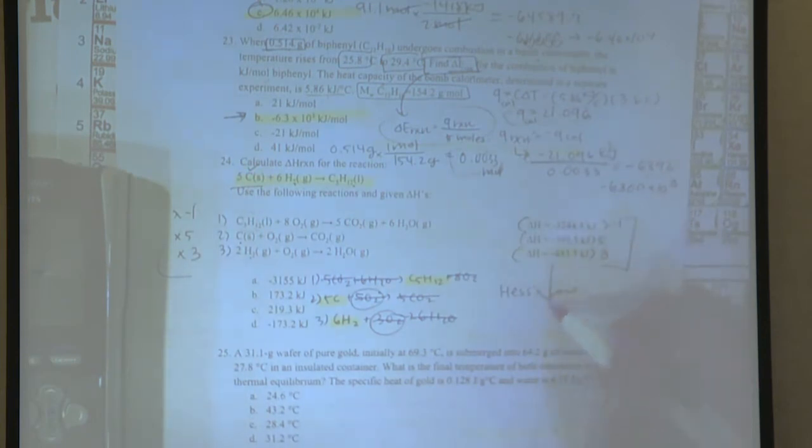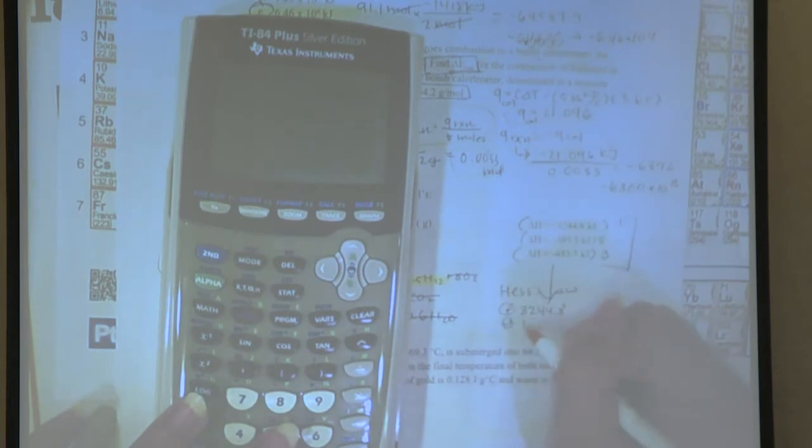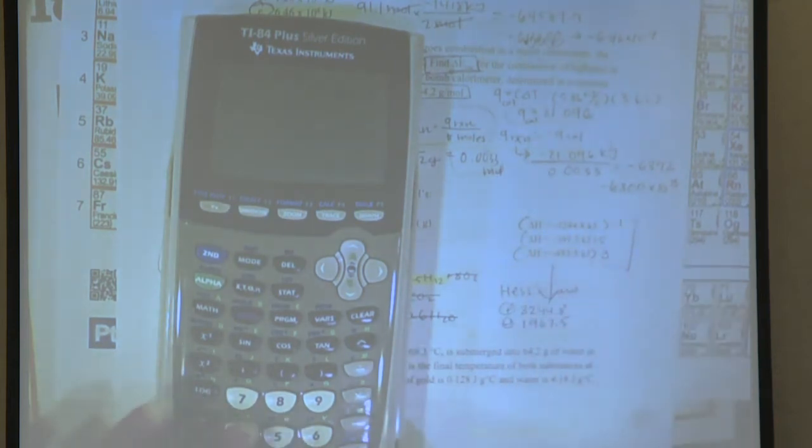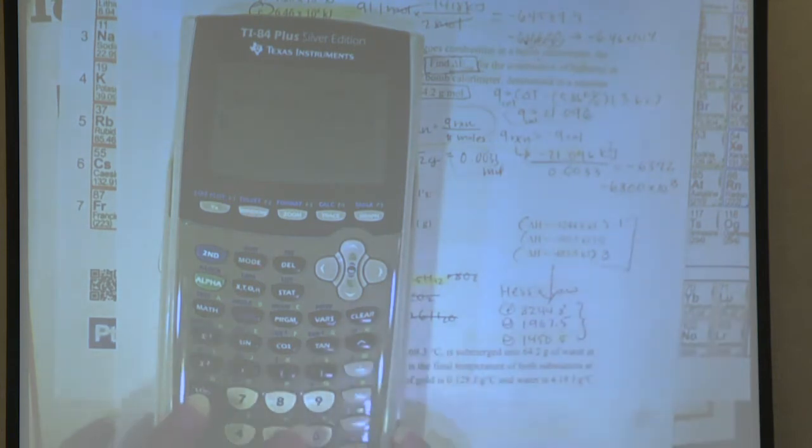Knowing that, multiplying this by 1, we're going to get 32,448, which is positive. Multiplying this by 5, we're going to get negative 393.5 times 5, negative 1967.5, and multiplying 483.5 times 3 is going to give us negative 1450.5. When we add all of this together, we should get negative 173.2, which is D.